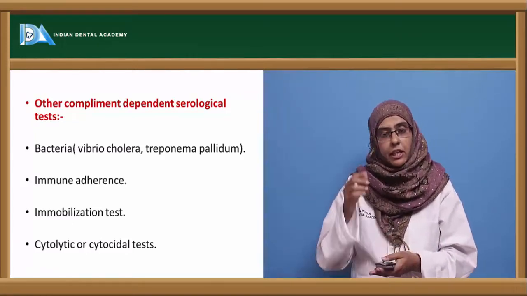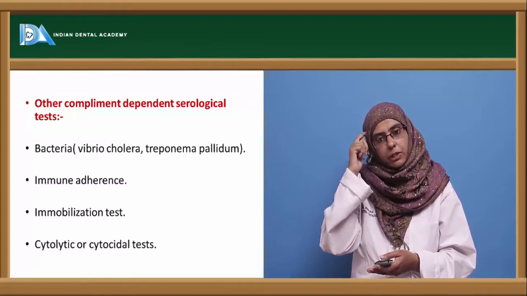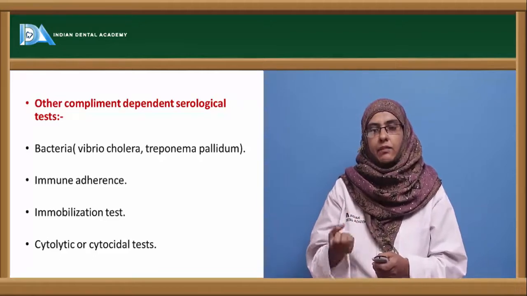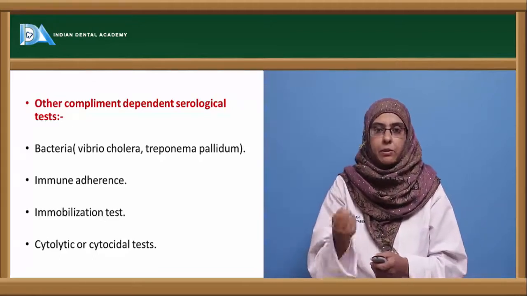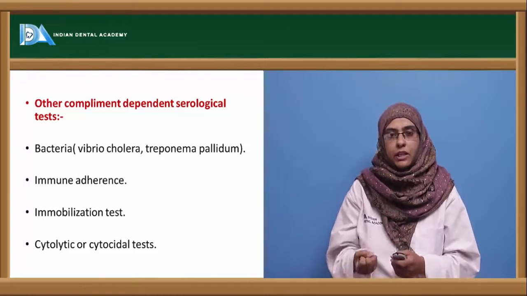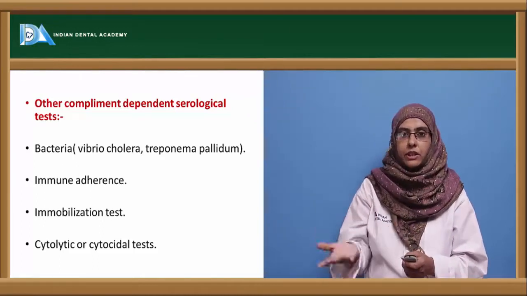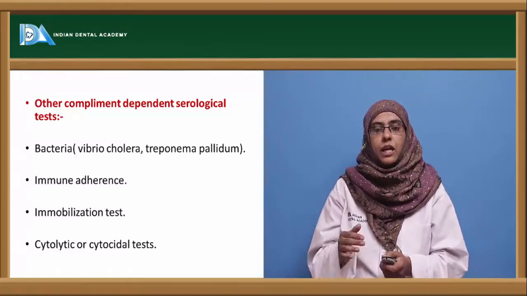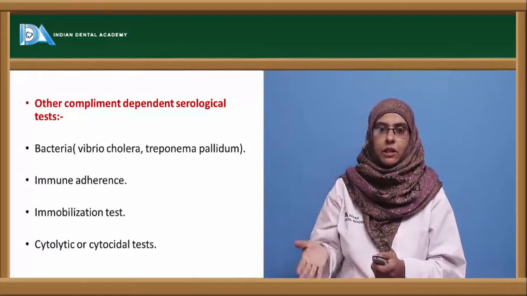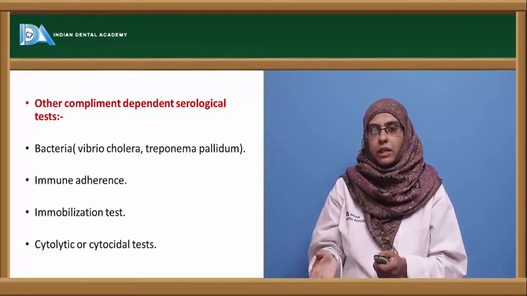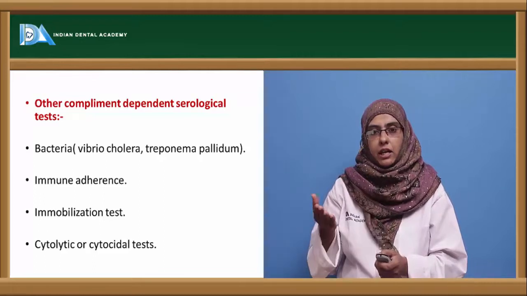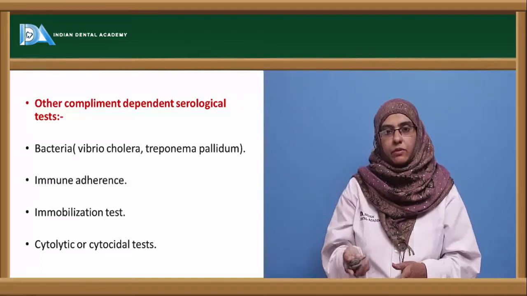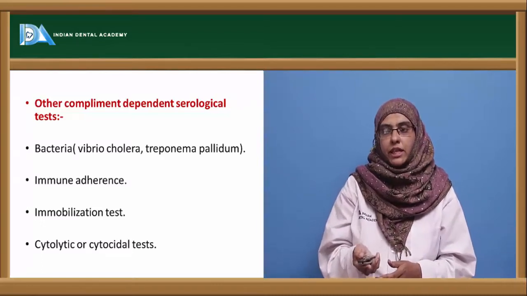It helps us to identify whether there is any specificity between the antigen and antibody. In the immobilization test, we use the active Treponema organism involved in syphilis, antigen, antibody and complement, and the antibody will immobilize the Treponema. Based upon the immobilization of the organism, we can identify a positive or negative reaction. Next is the cytolytic or cytocidal test, used to cause the lysis of Vibrio cholerae, which causes cholera. Here the antigen and antibody are mixed together, and the antibody along with the complement causes the lysis of the Vibrio.